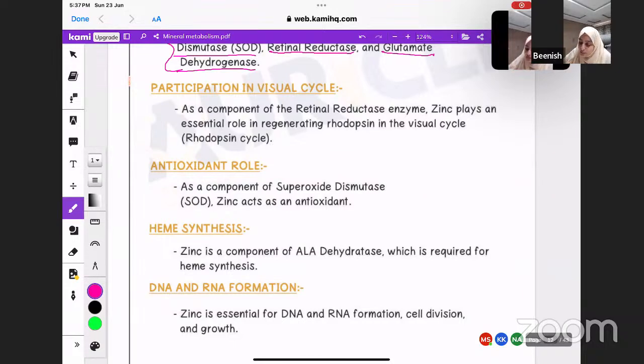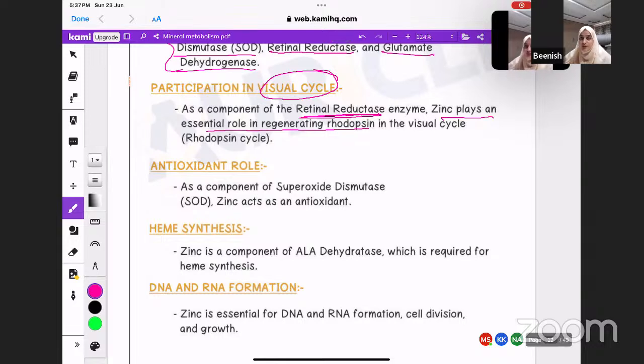Okay. So, participation in visual cycle. How? Because it is already mentioned in the above list that zinc is a component of the retinal reductase enzyme, and this retinal reductase enzyme regenerates 11-cis retinol. Your 11-cis retinol combines with opsin to form rhodopsin. So basically it plays a role in regenerating rhodopsin. Therefore we can say zinc plays an essential role in regenerating rhodopsin in the visual cycle, and we know rhodopsin is known as visual purple and it was involved in Wald's visual cycle.